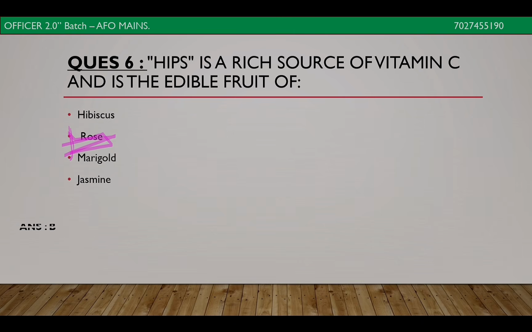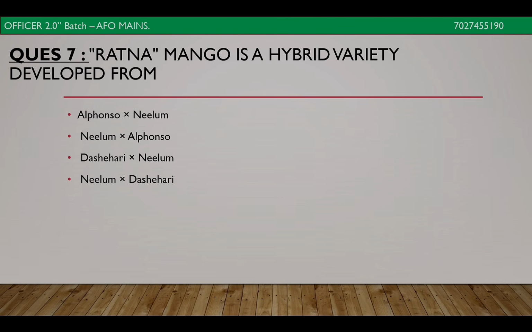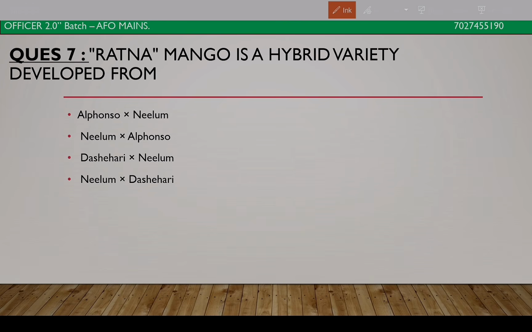Next question. Ratna mango is a hybrid variety developed from. Okay. It is very confusing, means the students who are not from horticultural background generally get confused in this question. What confusion arises? This confusion. These two options. Okay. Students generally confuse with these two options. But there is a trick to remember the Ratna mango variety.